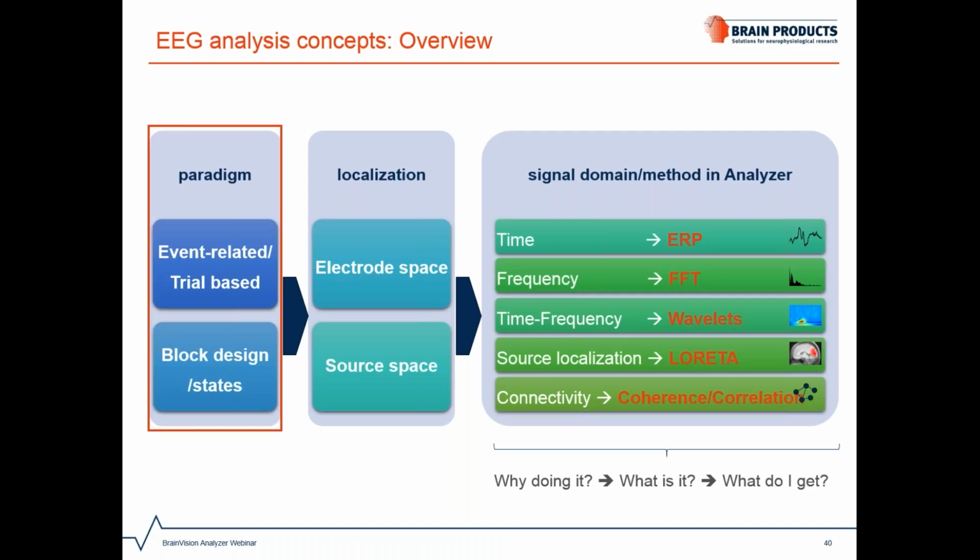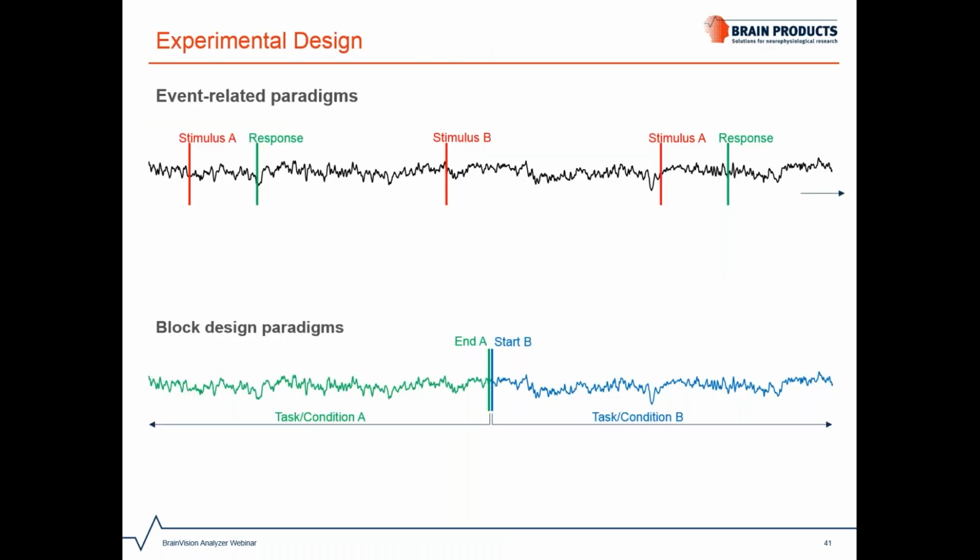Let's start with differentiation between two basic paradigm designs: trial-based or event-related paradigms and block design for analyzing brain states. Up here you see a continuous EEG signal of one channel as it is recorded. In event-related paradigms, it is very important to get accurate markers indicating the events. Here we have two types of markers.